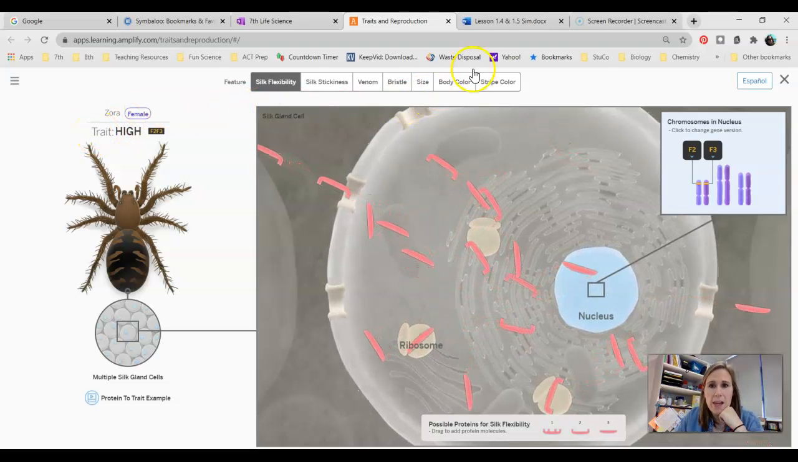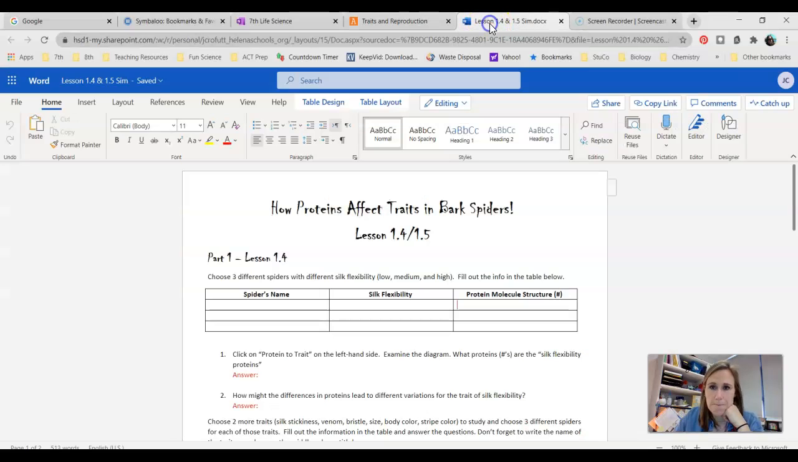All right, so let me go ahead and explain today's assignment for you guys. So if you go into Teams Assignments, again, you find how proteins affect traits in bark spiders. Your first task is to just look at a couple different traits starting with silk flexibility. So it says, all right, let's start here with silk flexibility. Let's choose 3 different spiders with differing variations. So pick one that's low, medium, and high.